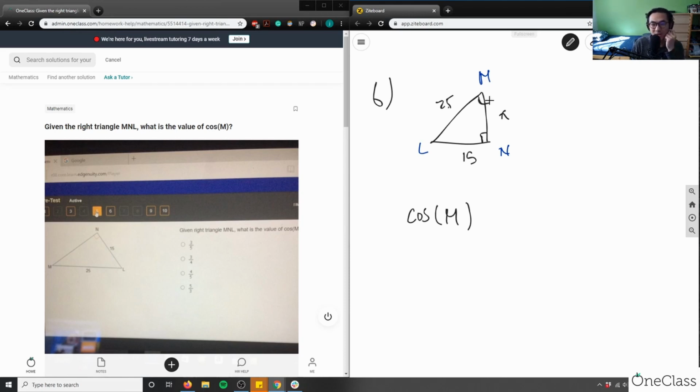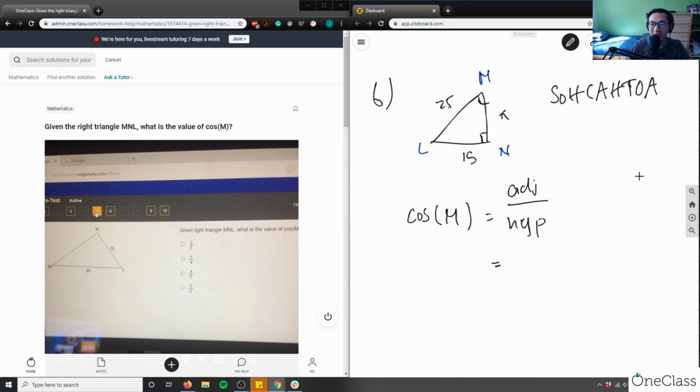And what I'm doing is the method of SOHCAHTOA, right? This is a mnemonic that I use for trig. Sine is opposite over hypotenuse. Cosine is adjacent over hypotenuse. Tangent is opposite over adjacent, right? So cos M would equal adjacent over hypotenuse.